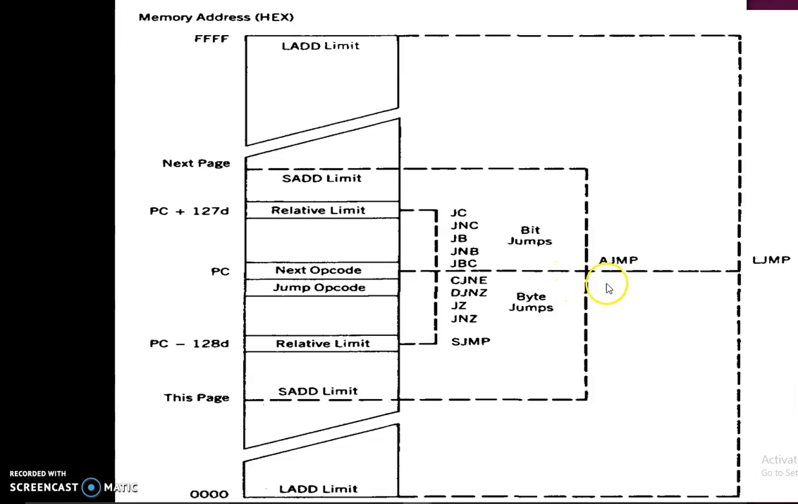Whenever you have written an A jump instruction, the control can jump anywhere in this 2K range. If you are using L jump, long jump, absolute long jump, the control can jump anywhere in the total memory. So this is the diagram showing the three types of jumps and their ranges. S jump is a simple jump with a relative range. A jump is an absolute short jump, it can jump within 2K memory locations, meaning the space size is 2K. And L jump, long jump, can go anywhere in the memory.